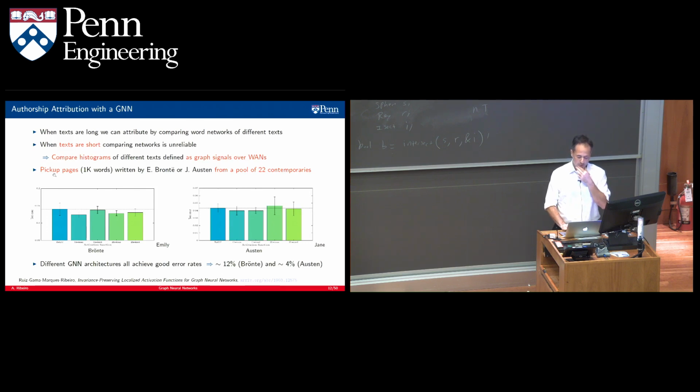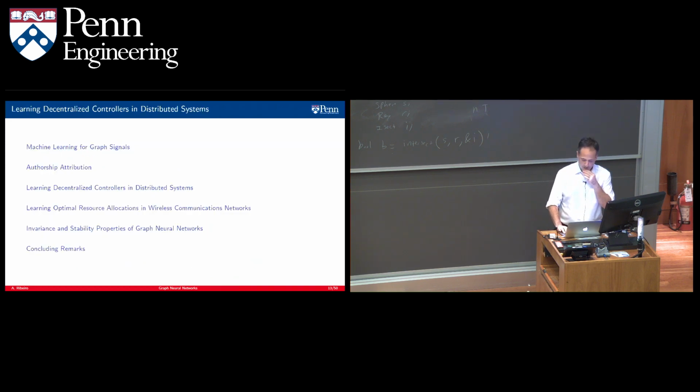So here we are trying to pick up individual pages, which are about 1,000 words. And we're trying to pick up either Emily Bronte or Jane Austen from a pool of 22 other people that wrote at about the same time. And you can classify them with remarkable accuracy. These are different architectures, so let's not dwell on that. But anyways, that's an example of the sort of things that you can do with these graph neural networks. Is what I like to call entertaining, because this was plenty of fun, but perhaps not that useful.